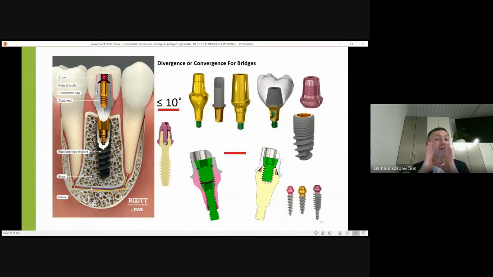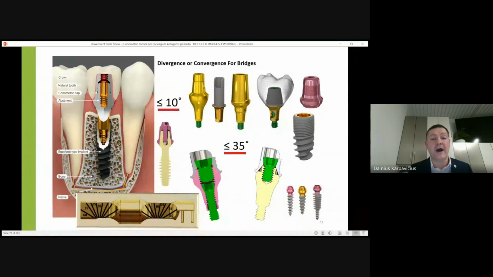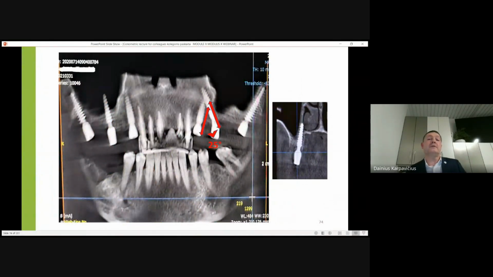So between this combination, if it is a bridge type, the 10 or a bit more than 10 degrees rule also exists. It might be combined conometric versus conometric. It might be combined conometric versus multi-unit. Then we have 35 degrees, because multi-unit has 30 degrees. Different combinations might appear depending on the anatomy of our prosthetic and, first of all, of course, the surgical solution.